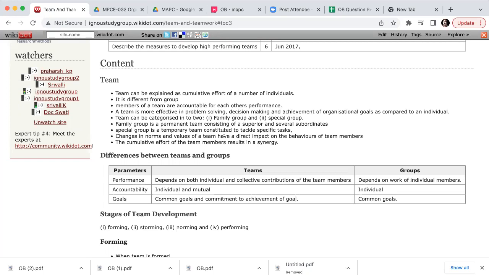What is a special group? This is when you need to solve certain things or do certain tasks.